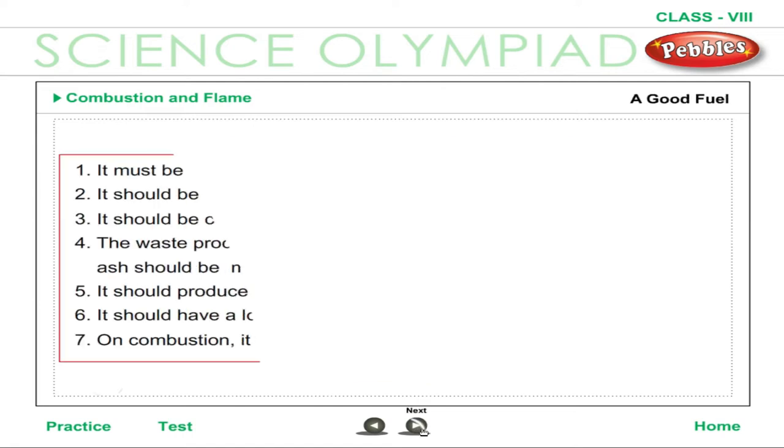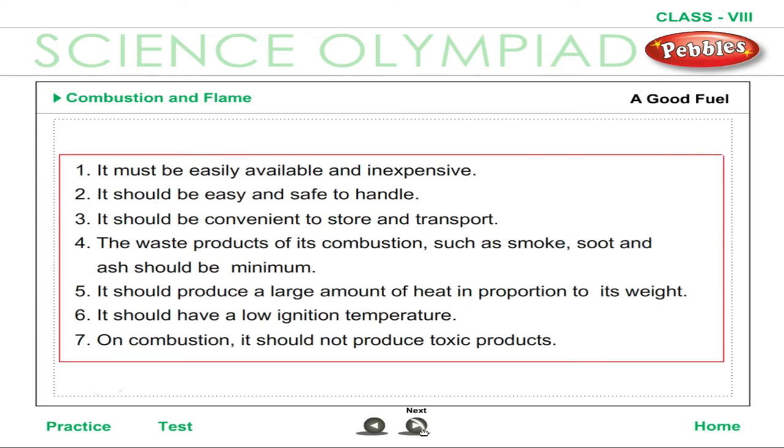Characteristics of a good fuel. It must be easily available and inexpensive. It should be easy and safe to handle. It should be convenient to store and transport. The waste products of its combustion, such as smoke, soot and ash, should be minimum. It should produce a large amount of heat in proportion to its weight. It should have a low ignition temperature. On combustion, it should not produce toxic products.